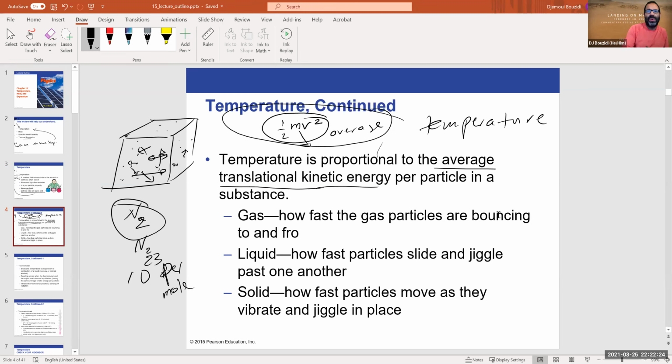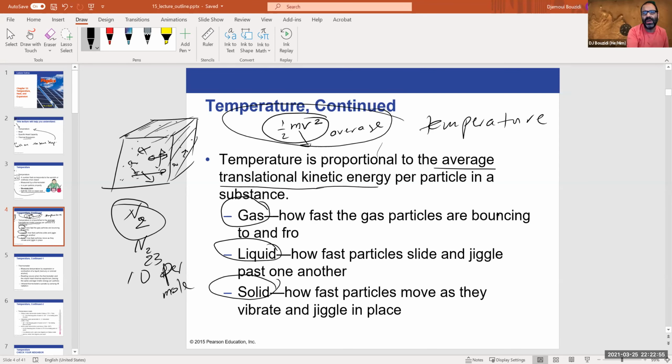These are the 3 phases that we know on a daily basis, that we have experience with. We have gases, we have liquids, and we have solids. And each one of them has basically what the temperature measures. And here, how fast the gas molecules are bouncing to and fro, usually off the sides in here, okay? That is their temperature. If you stick your hand in the air, you're being bombarded all the time by these gas molecules. That is what your skin feels, okay?